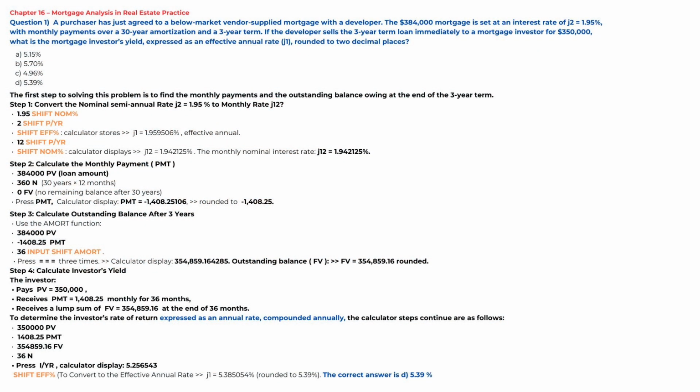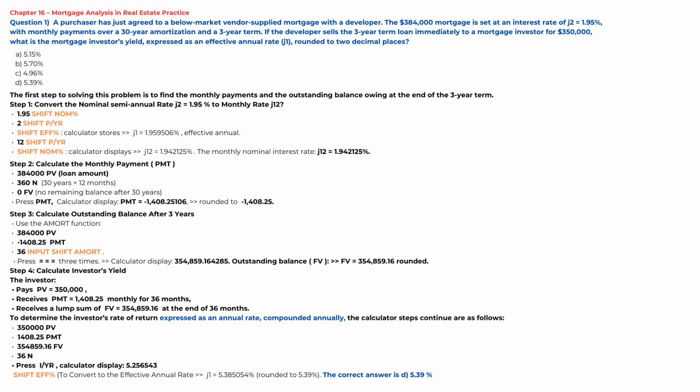Question 1. A purchaser has just agreed to a below-market vendor-supplied mortgage with a developer. The $384,000 mortgage is set at an interest rate of J2 equals 1.95%, with monthly payments over a 30-year amortization and a 3-year term. If the developer sells the 3-year term loan immediately to a mortgage investor for $350,000, what is the mortgage investor's yield, expressed as an effective annual rate, J1, rounded to 2 decimal places? The first step to solving this problem is to find the monthly payments and the outstanding balance owing at the end of the 3-year term.